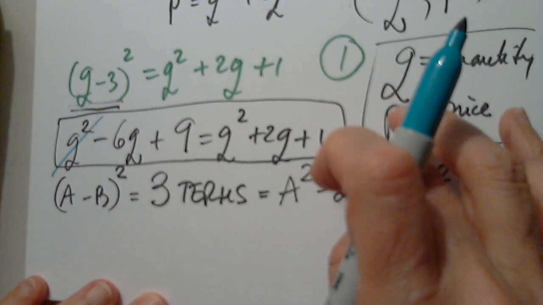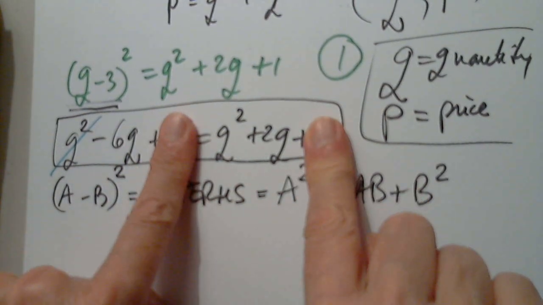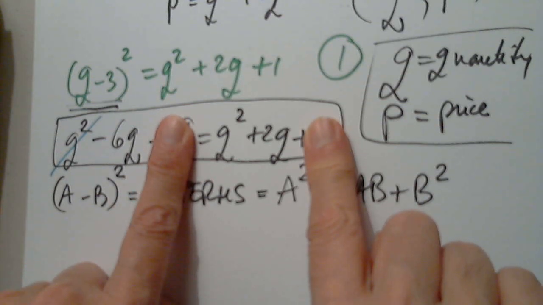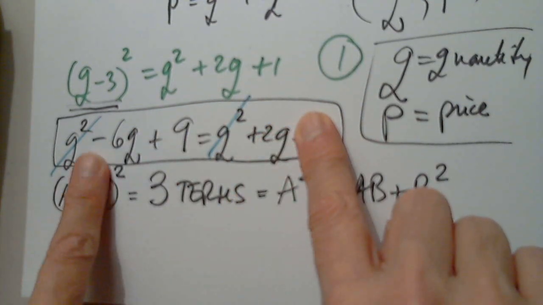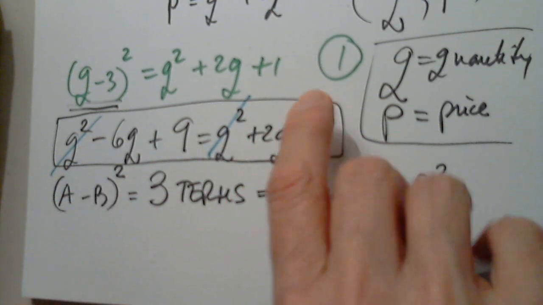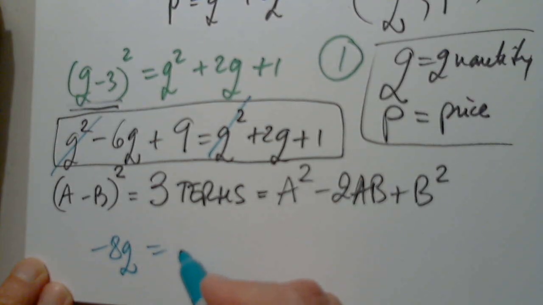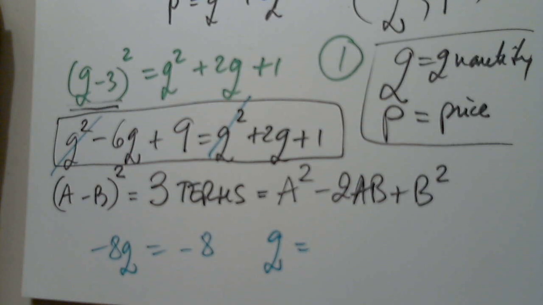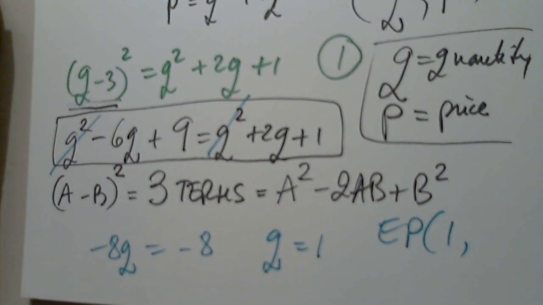We don't start with numbers. We always start with what we are interested in. We're not interested in 9 and 1. We start with a hardcore. So first we subtract q squared from both sides. And then I move 2q to this side, changing its sign. So I get negative 8q. And now I move 9 to the other side and I get negative 8. How much is q? 1. Yes. So the equilibrium point has 1 for q.